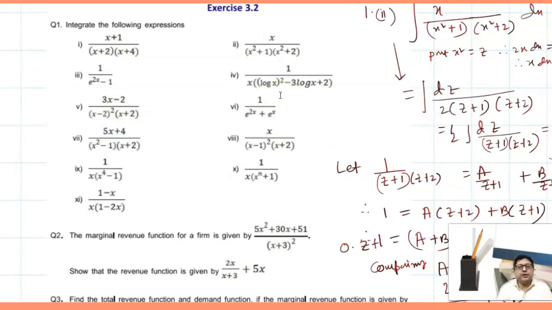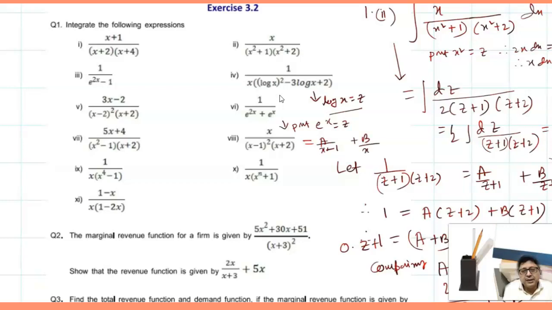Now what to do for these kind of sums? Here you will be putting log x equal to z, factorize it and then use partial fraction. For this one, put e to the power x equal to z, change everything in terms of z and then use partial fraction. For this one, what to do? You write this as a by x minus 1 plus b by (x minus 1) whole square, plus c by x plus 2 and then use the method I told you.